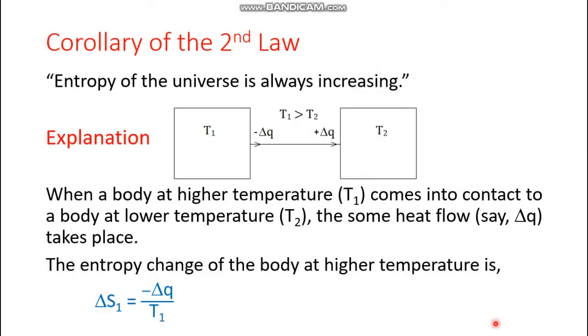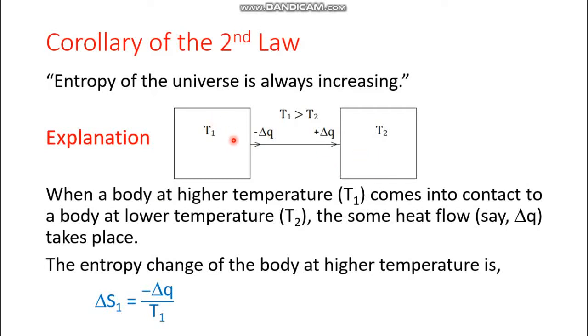Okay, now one of the corollaries of the second law. So the second corollary of the second law of thermodynamics was that entropy of the universe is always increasing. So how can we explain this corollary? Suppose this is the system and this is the surrounding.